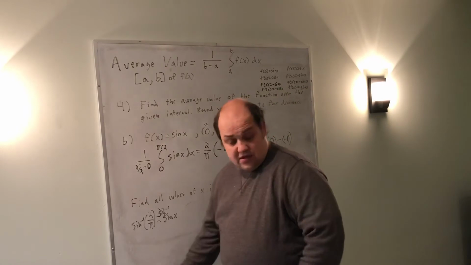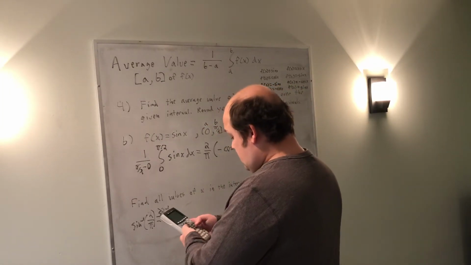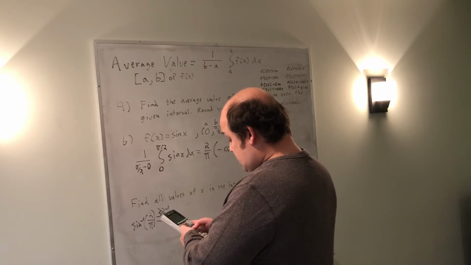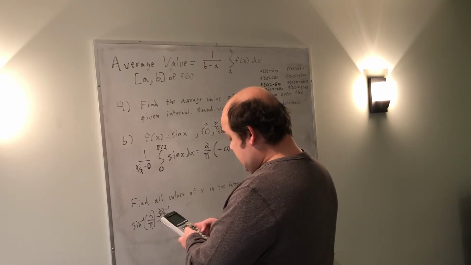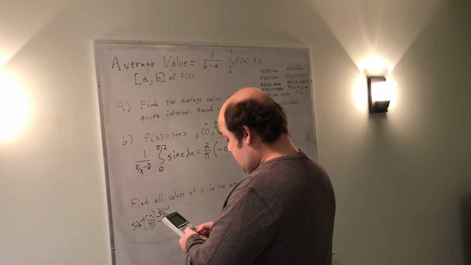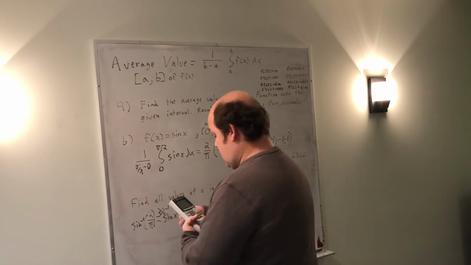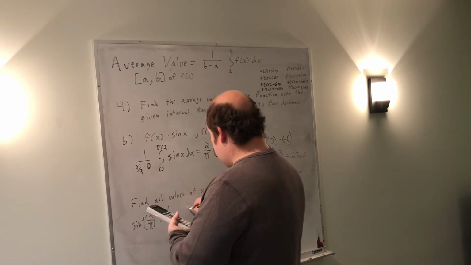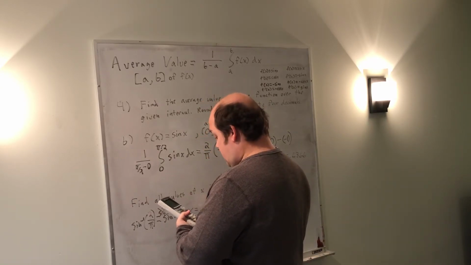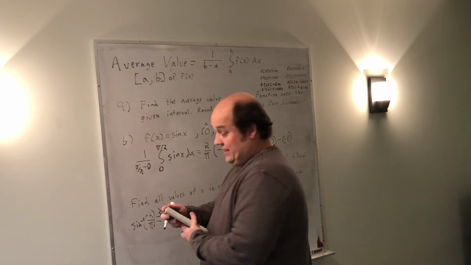So if I put into my calculator, second sine, which gives me sine to the negative 1, parentheses 2 divided by pi, it tells me that I want the answer of x equals 0.6901. Here's the problem.